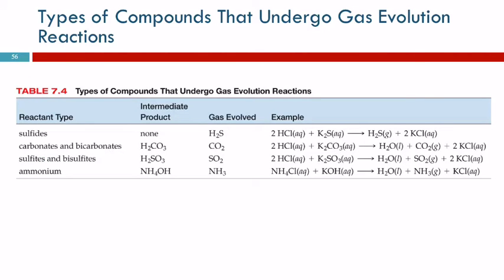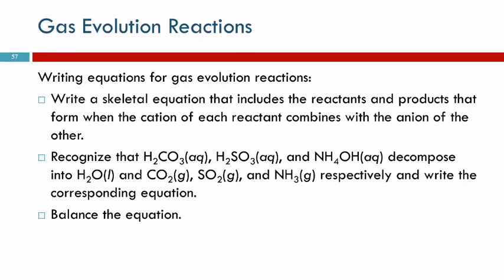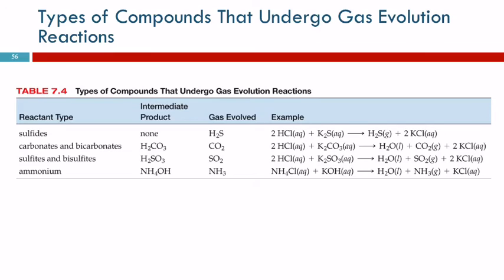So there are 4 different types of gas evolution reactions that you should learn. And here's the table from your textbook showing them. So the sulfides. The way to recognize this one is if it forms H2S as one of the products, you just need to remember H2S is a gas. It doesn't dissolve in water. It's a gas.